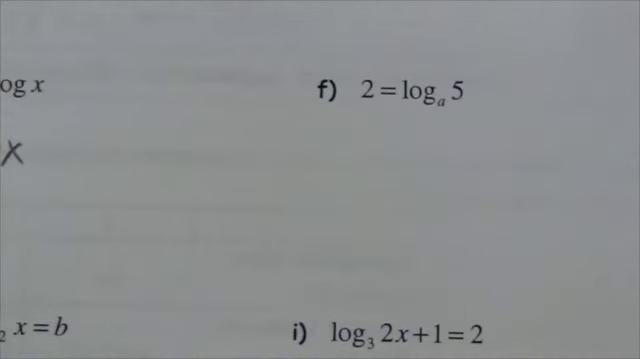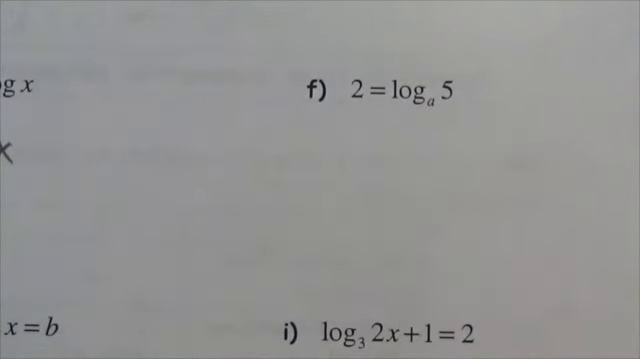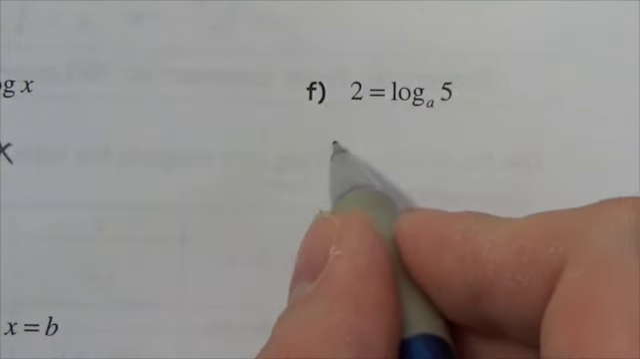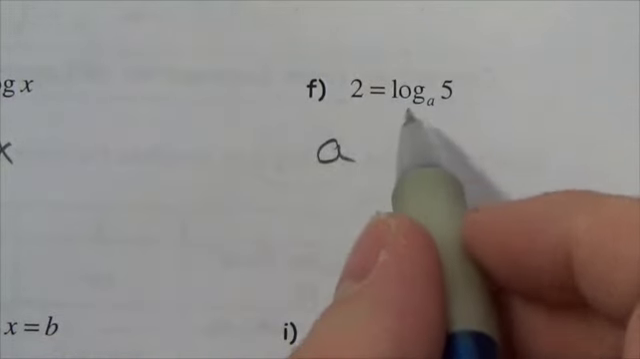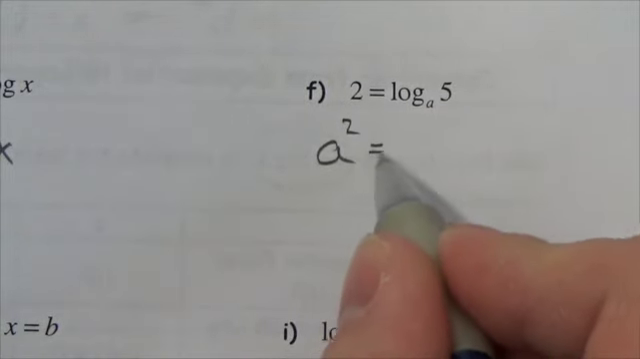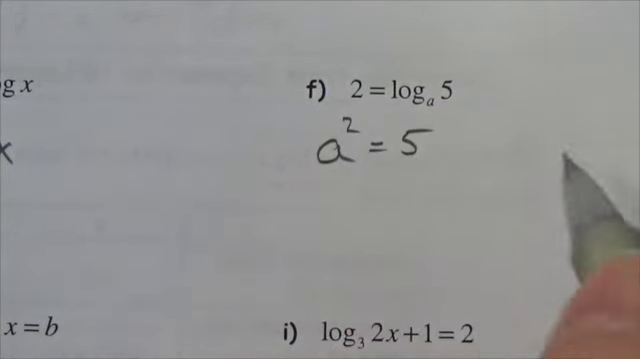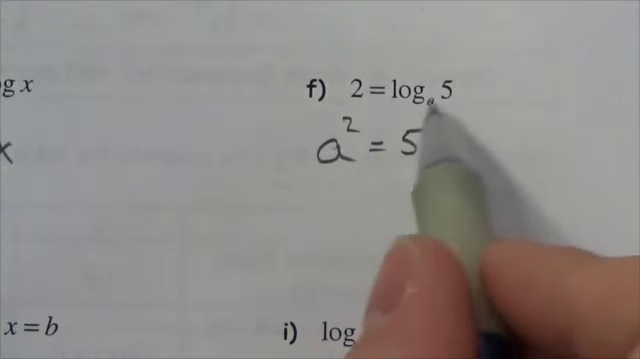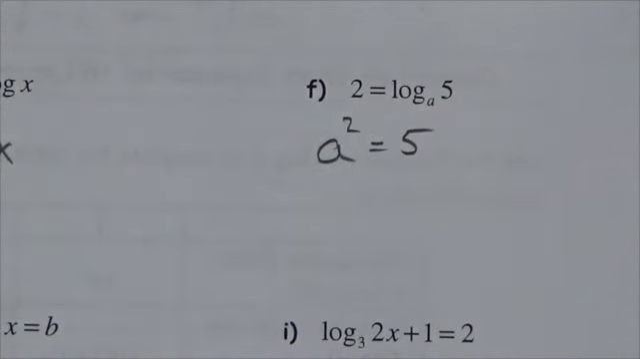Okay, over here, again, in this case the base is a variable, and that's okay. A squared, a to the 2, because the logarithm is the exponent, equals the argument of the logarithm, so whatever's inside the logarithm, so a squared equals 5.